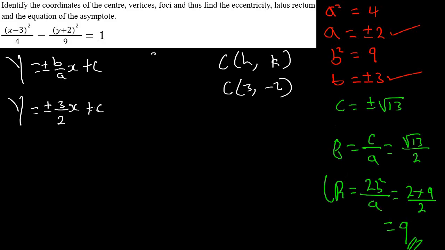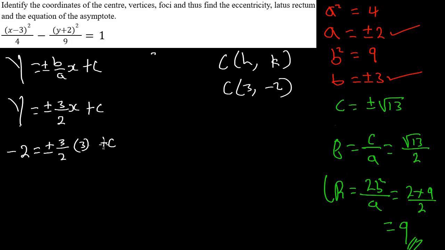Now, how do we get c? We basically need to switch the value of y with minus 2 and the value of x with 3, and then do the math to get the value of c. At the end of the day, we will reverse the process, substituting the value of c as whatever we have gotten. So what am I saying next? Instead of y, we want to put the value of the center, which is minus 2. So put minus 2 equals plus or minus 3 over 2, and instead of x, we put 3, times 3 plus c.